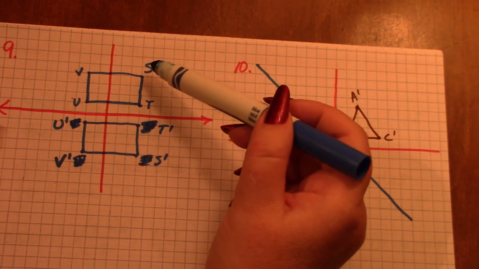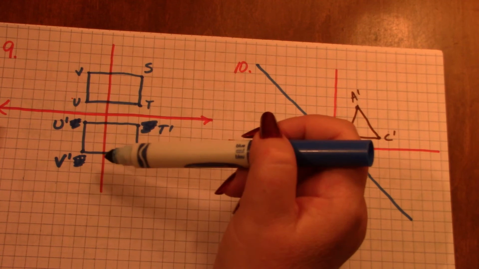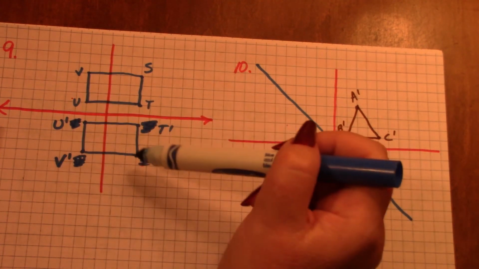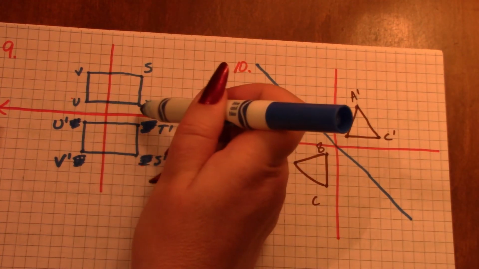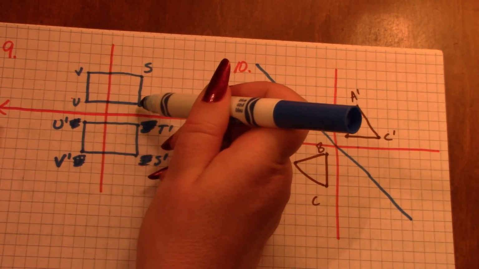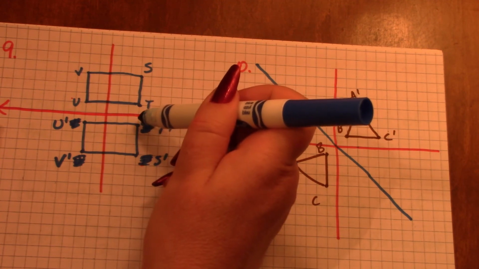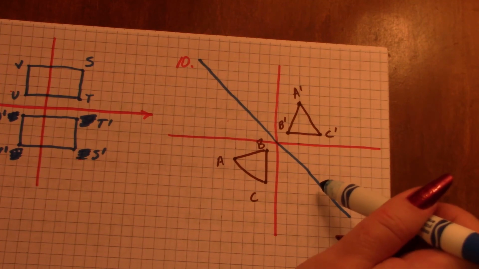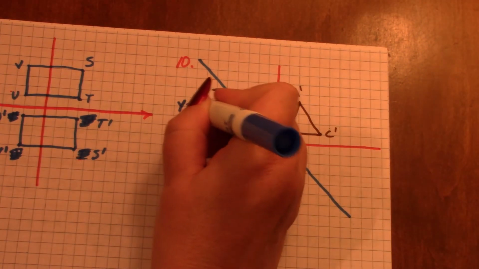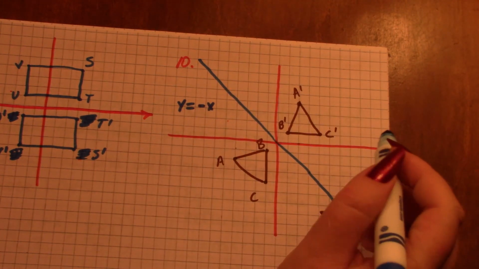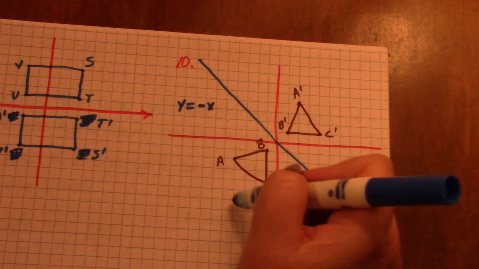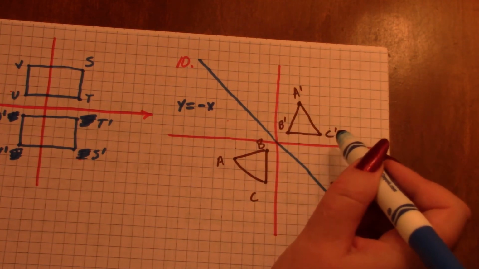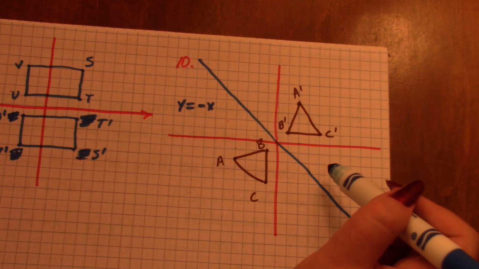With number 9, we took quadrilateral STUV and we flipped it. We reflected it over the x-axis to be STUV prime. And all of the x's are the same, but all of the y's have changed. In number 10, our line L is y equals negative x. So we've taken all of our ABCs and flipped them over this way to A prime, B prime, C prime, and your end result should look like this.